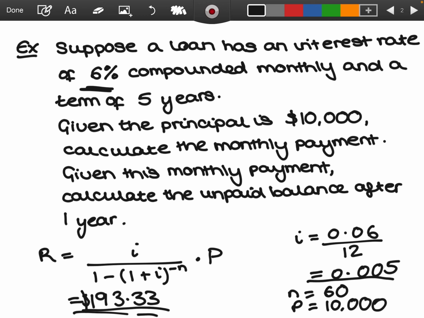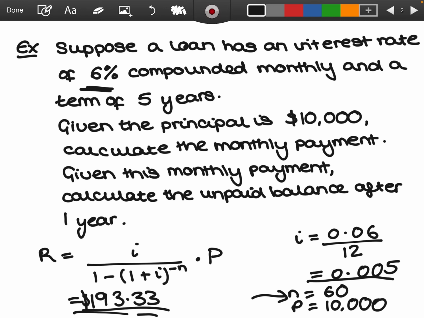But what we want to do now is, given this monthly payment, calculate that unpaid balance after a year. When I have paid monthly payments for a year, I've already made 12 payments, okay, out of these 60 payments that I have to pay out. That means that I have 48 payments left to make of $193.33. So my n value is now going to change to 48. I now know my R value of $193.33. I know what I is still, 0.005. I don't know what P is now.